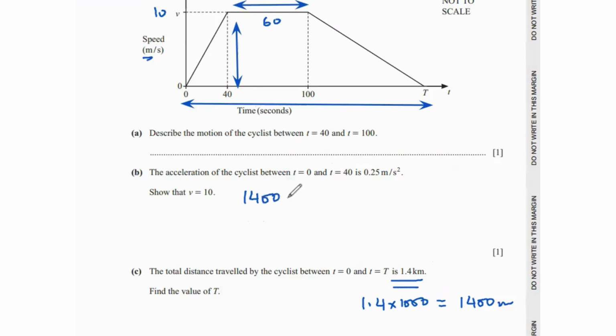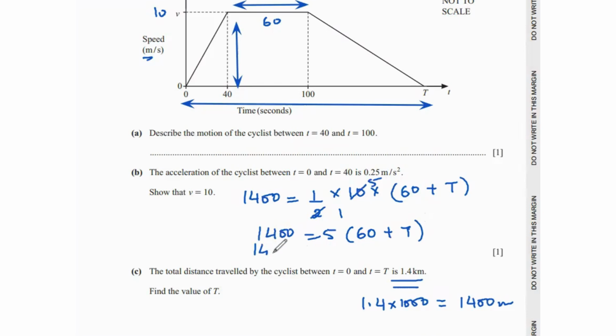So 1,400 equals 1/2 times the height, which is 10, times the sum of the parallel sides, which is 60 plus t. 2 ones are 2, and this becomes 5. So 1,400 equals 5 times (60 plus t). 1,400 divided by 5 equals 60 plus t, which is going to be 280. And 280 minus 60 is 220. 220 seconds is the time it takes for the cyclist to complete the entire journey.